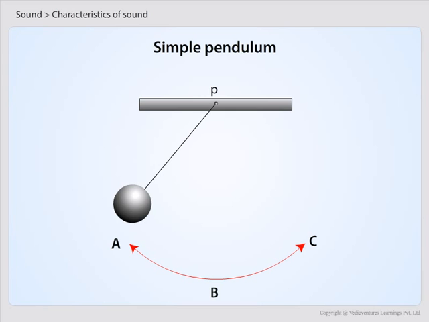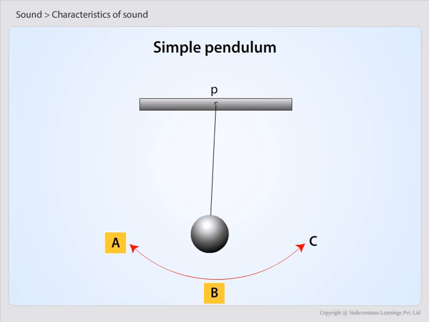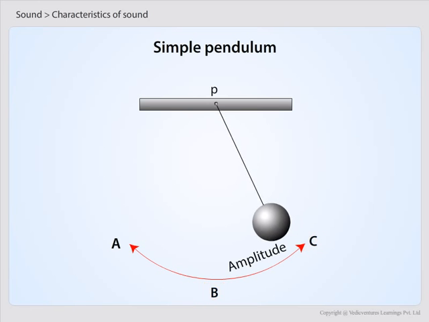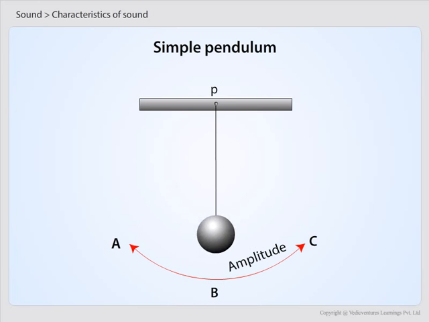The point B is known as the 0 point of the pendulum. Here, amplitude is the maximum distance travelled by the bob of the pendulum on either side. That is, distance AB or CB is the amplitude of the pendulum. This is the same for any vibrating body.